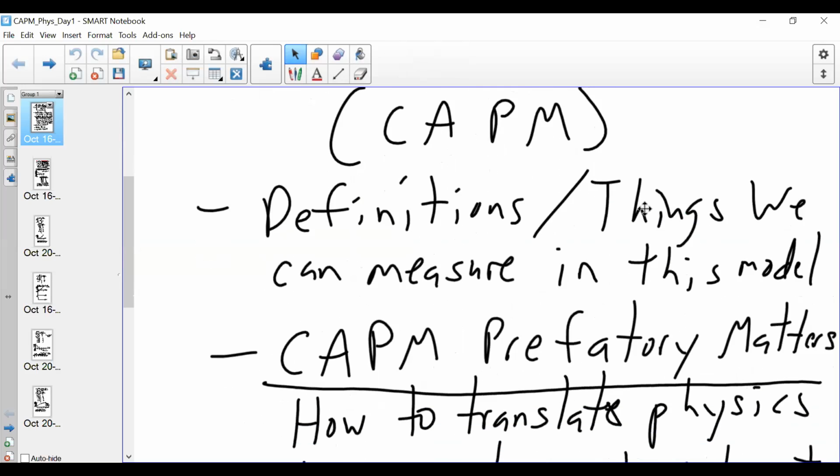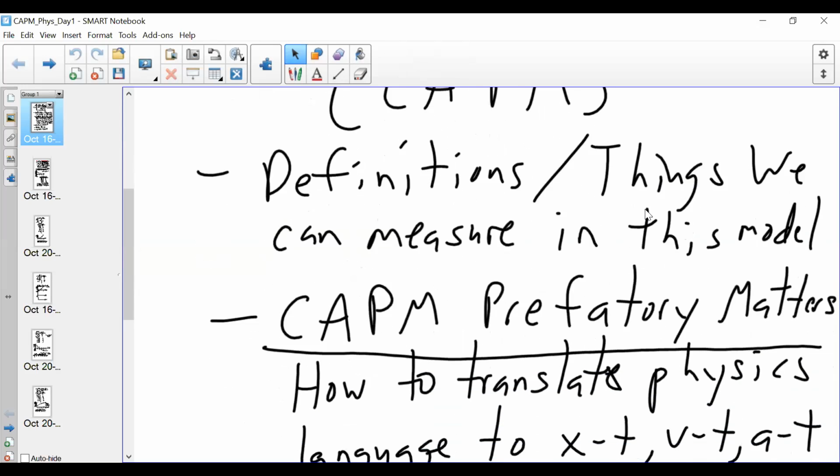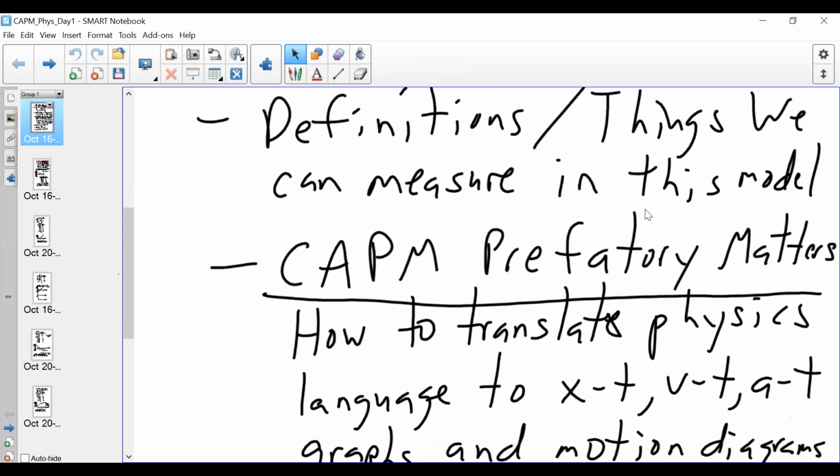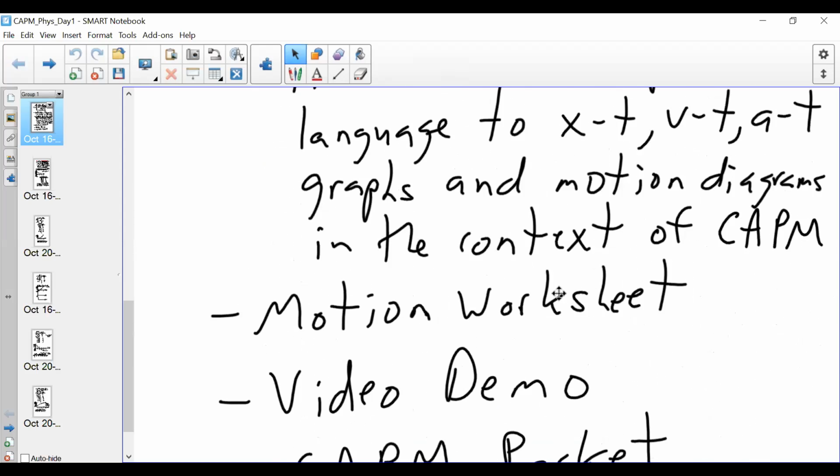So again, we looked at some definitions, things we could measure in the model. Went over the homework there. And so now what I want to start looking at is that motion worksheet right here that I wanted you guys to download. So let's guys grab that or pull that up while I get mine over here.